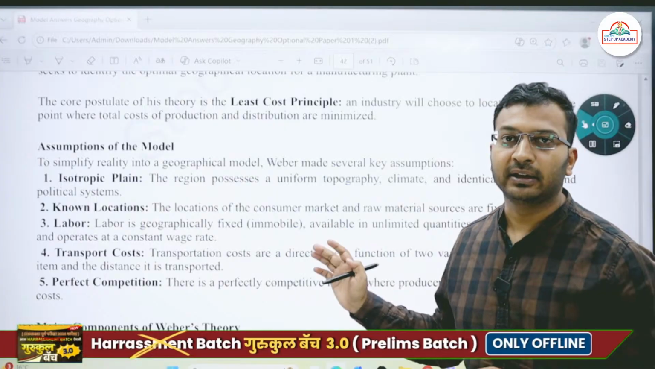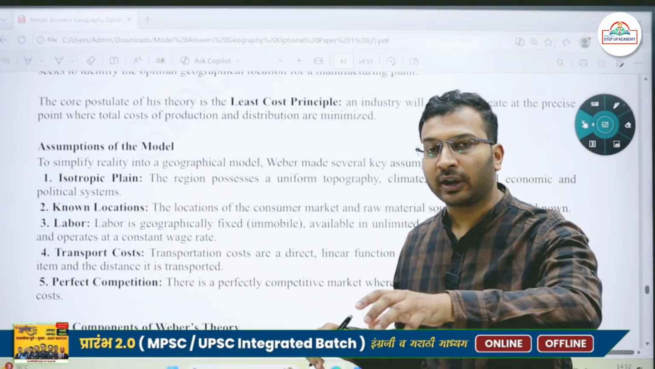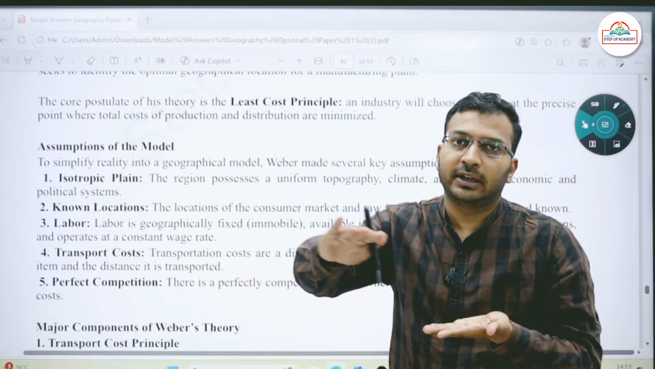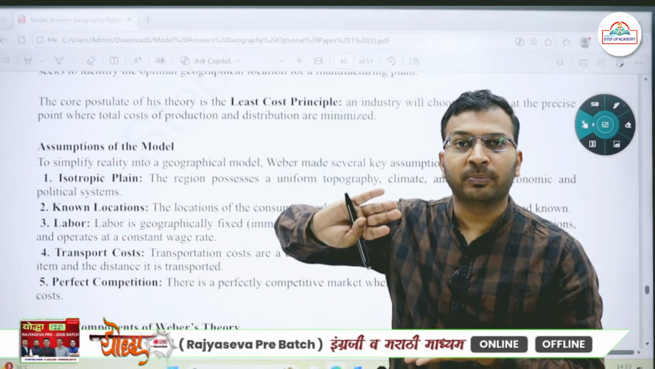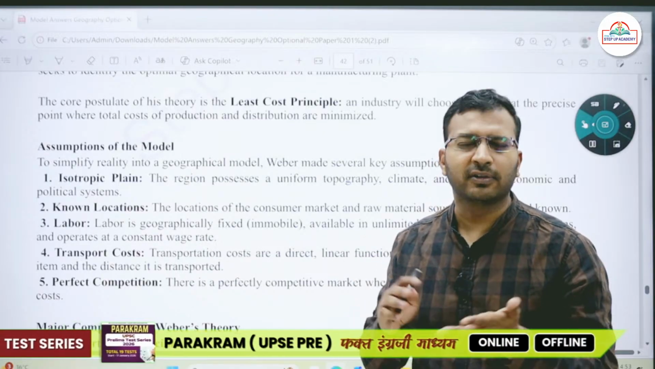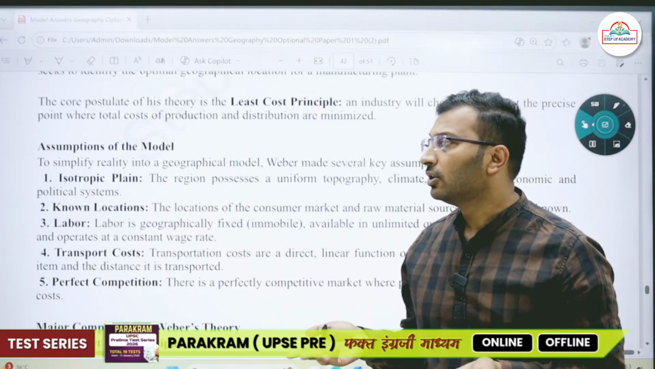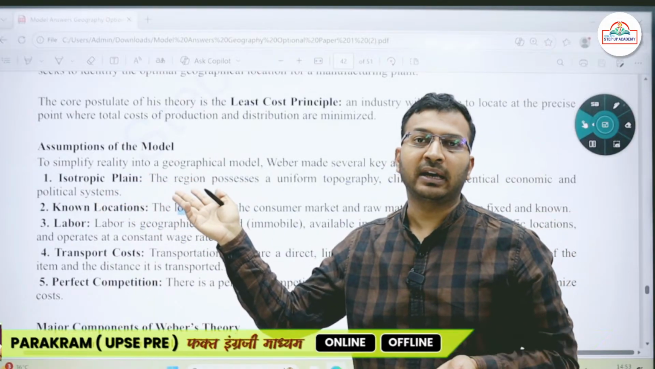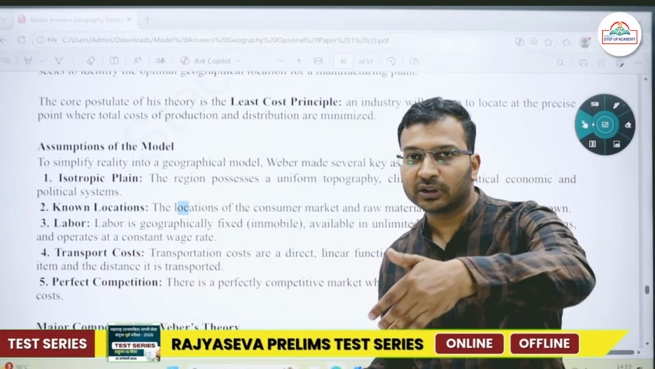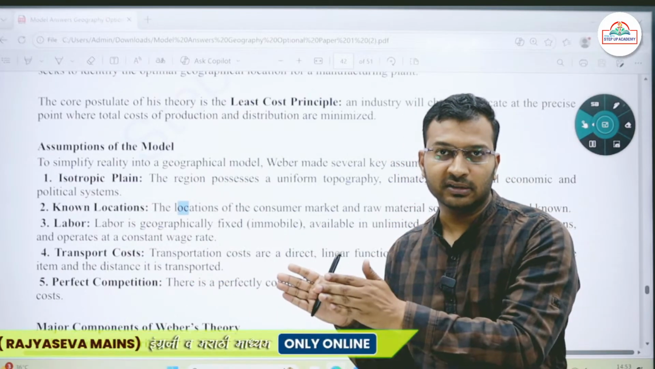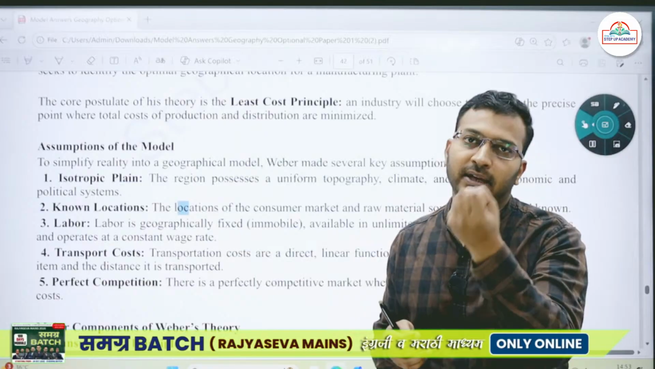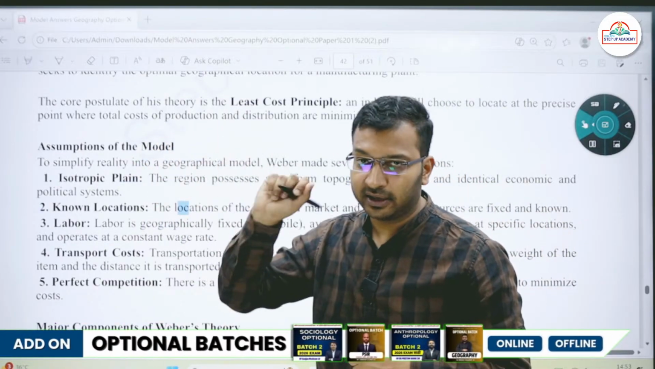So for the isotropic plane, he said that initially, for any industry to set up, that entire geographical area should be a completely plain region. There should not be mountains, there should not be forests, there should not be rivers. You can also talk about huge rivers. Okay, so he said that there should be an isotropic plane. If the entire geographical land is completely flat, the transportation network will be easily set up. You are setting up an industry and you are providing road connectivity to it. As a result, your production cost will be less. So beforehand, he talked about such assumptions.